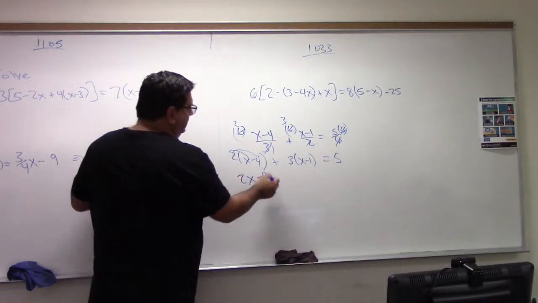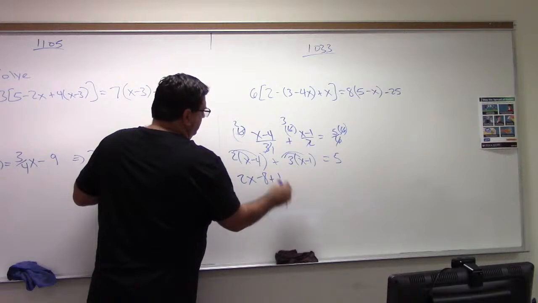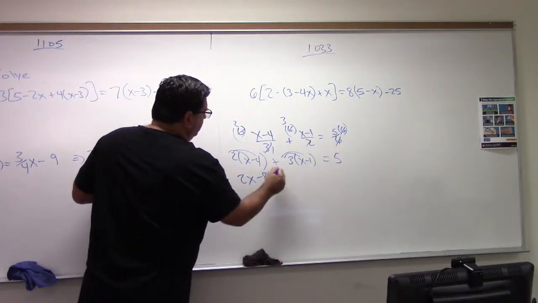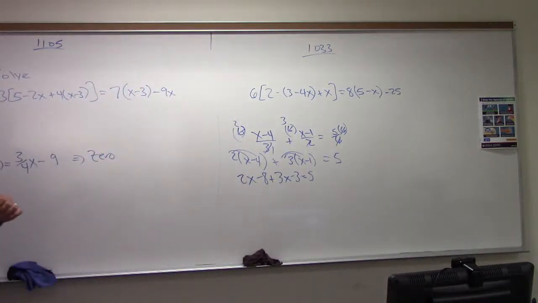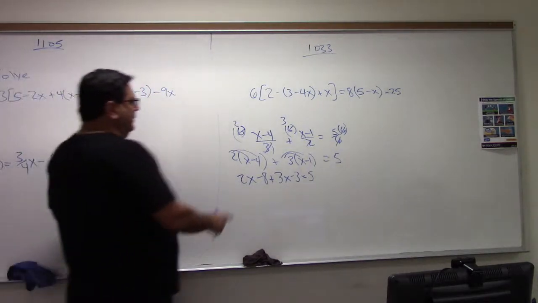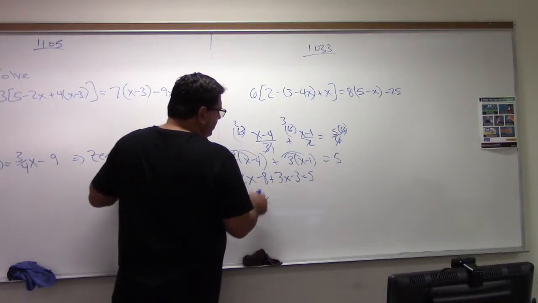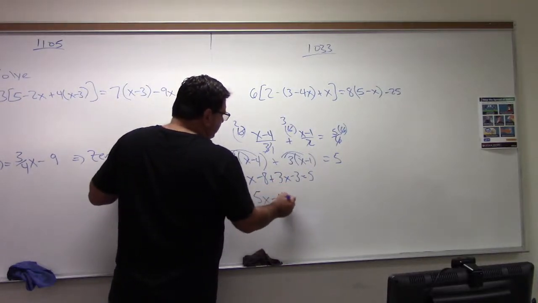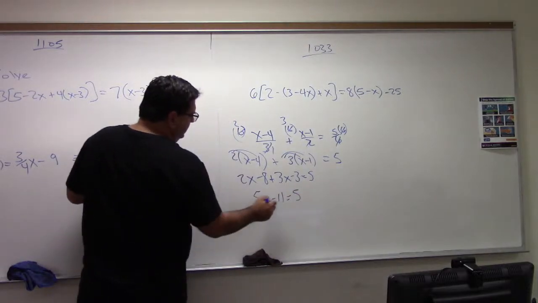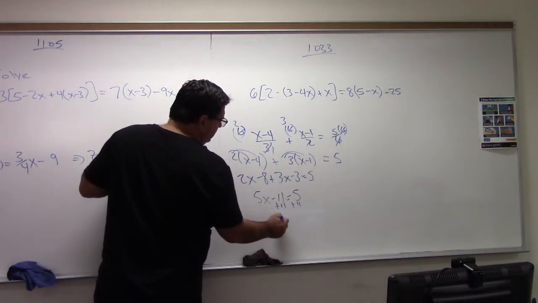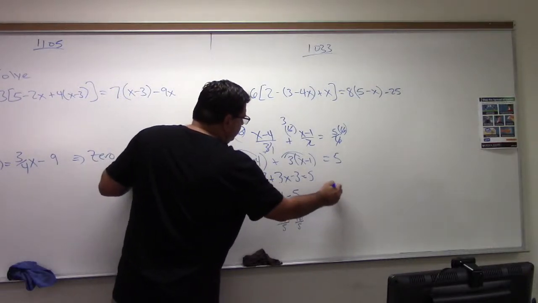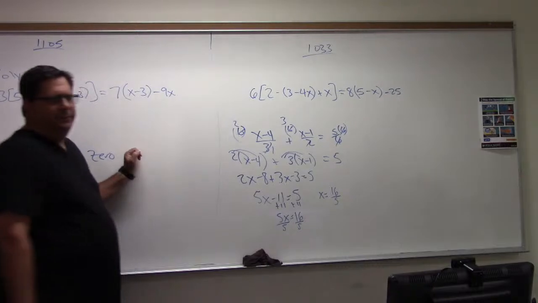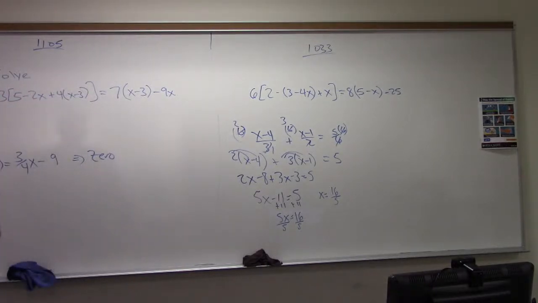2x minus 8 plus 3x minus 3 equals 5. 2x and 3x is 5x. Minus 8 minus 3 is minus 11 equals 5. Add 11, add 11. 5x equals 16, divide by 5, divide by 5. X is equal to 16 fifths. Okay, I got that.